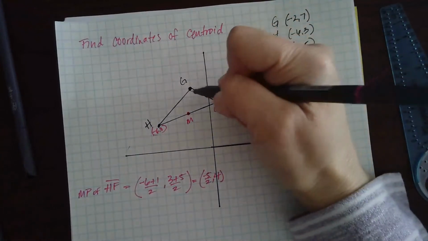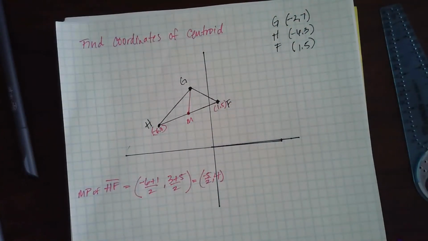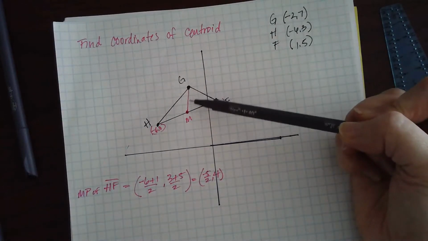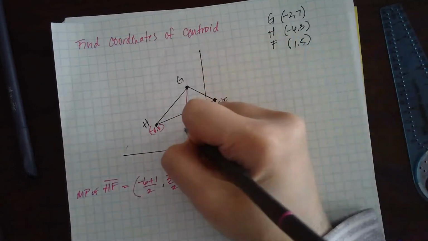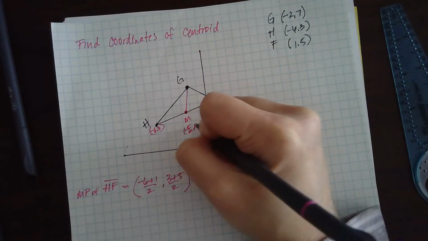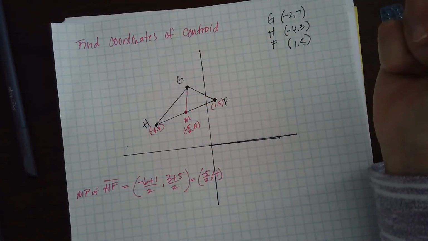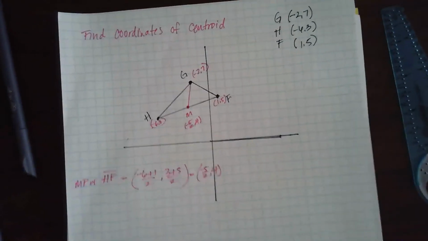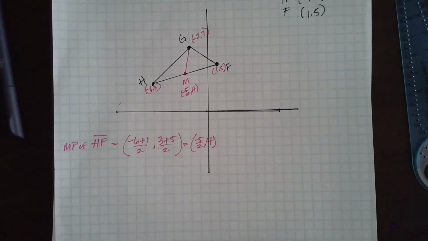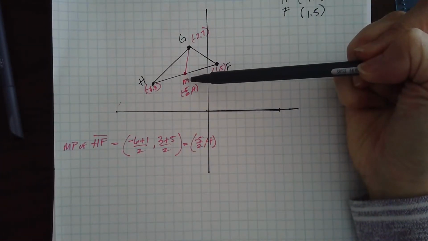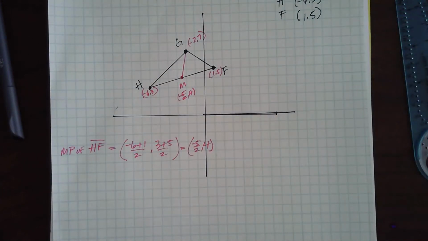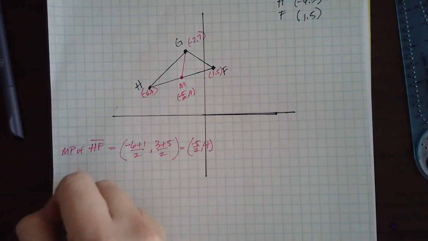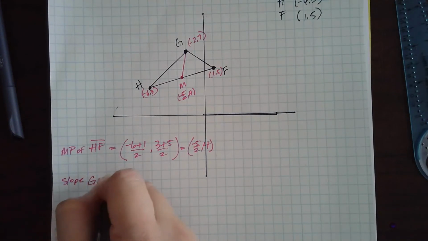And then I'm going to connect that dot to figure out my median. So now I have a median from G to M, which is from the vertex to the midpoint of the opposite side. My goal here is to find the equation of this line. So I know that this point is -5/2, 4, and I know this is -2, 7. So I'm using my Algebra 1 skills and finding the equation of the line that passes through -2, 7 and -5/2, 4. The first thing I'm going to do is find the slope of G to M.